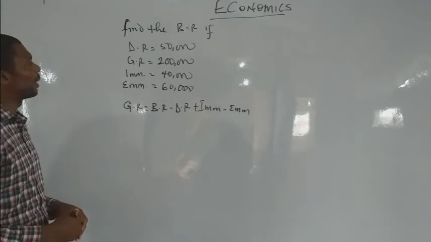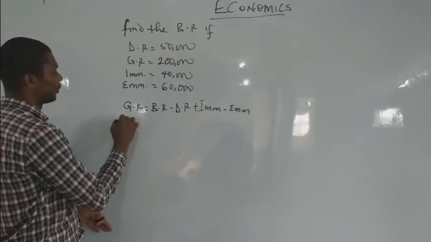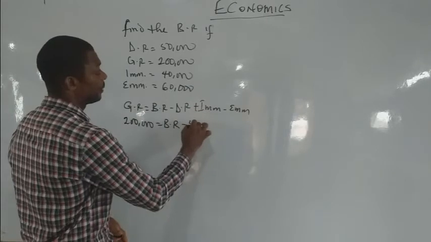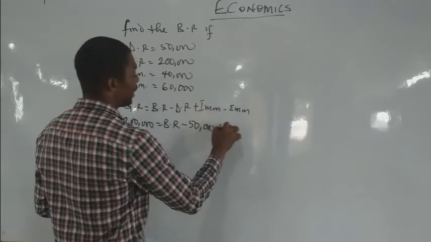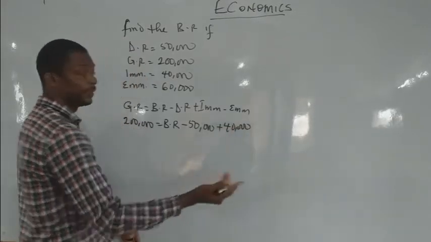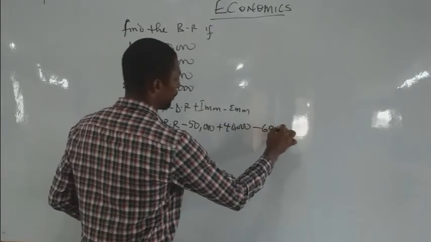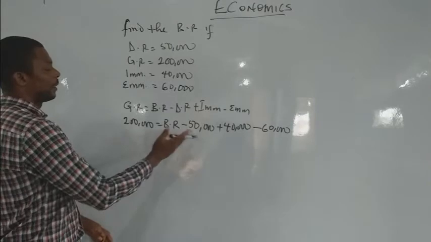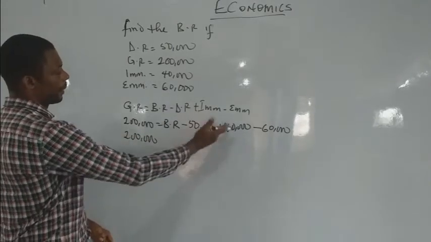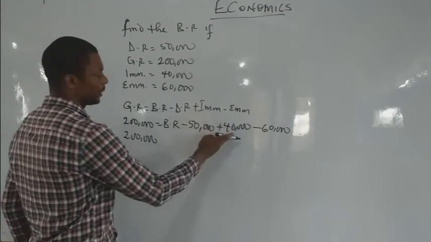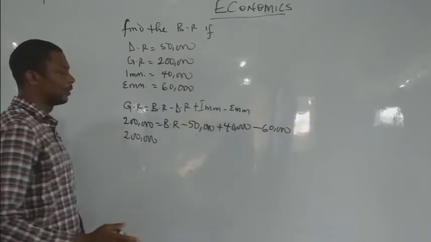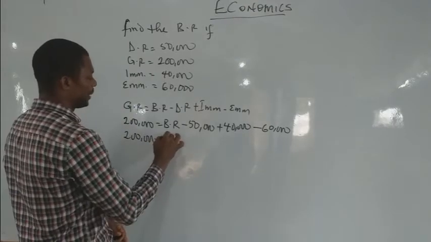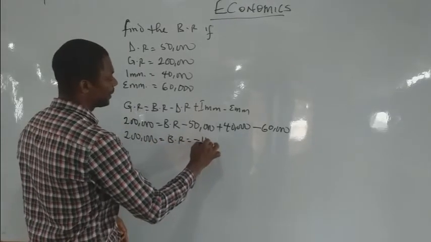Let's start with what we have. The growth rate is 200,000. It is equal to the birth rate, which is not given, minus the death rate, which is 50,000, plus the immigrants, which is 40,000. Immigrants are added because they add to the numbers. Then minus the emigrants, because they reduce the values. Now we have 200,000. Let's deal with what is here: 40,000 minus 50,000 minus 60,000, that's about 110,000. So the birth rate minus 110,000.